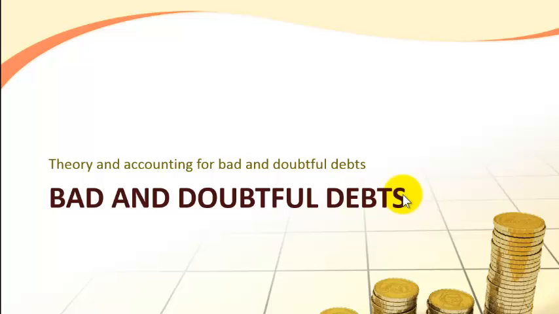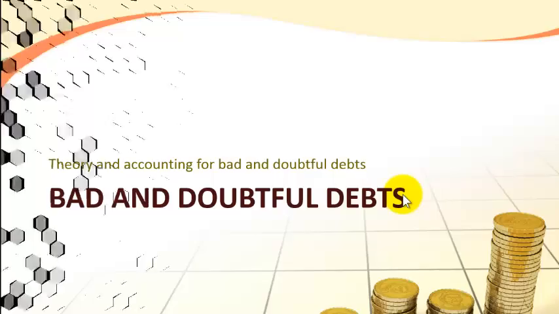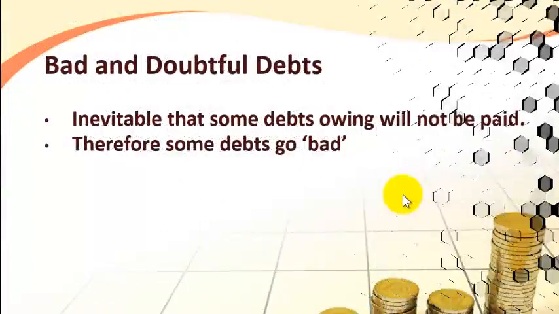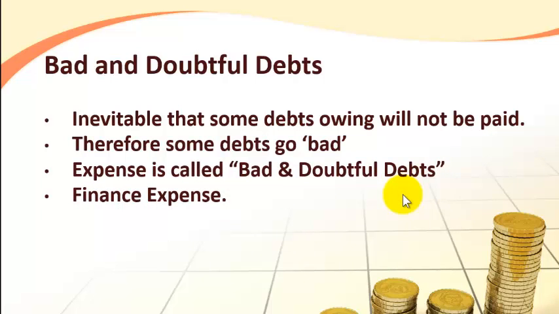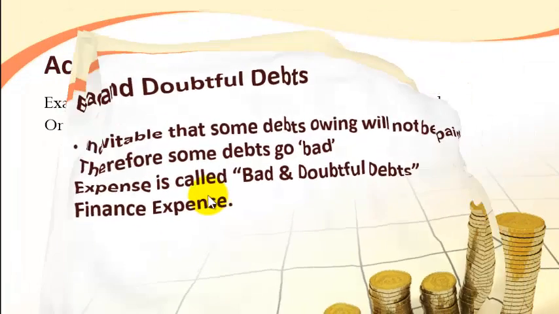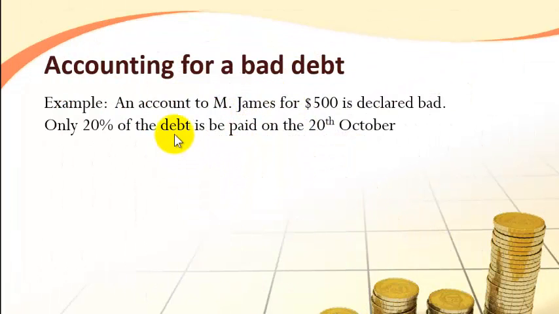Now, when we talk about credit transactions, we also need to talk about the topic of bad and doubtful debts. It's inevitable that some debts are not going to be paid, and we call those debts going bad. This is called a bad and doubtful debts expense, and in the income statement, it's allocated as a finance expense. Now, what happens when we as accountants have to account for bad debt?